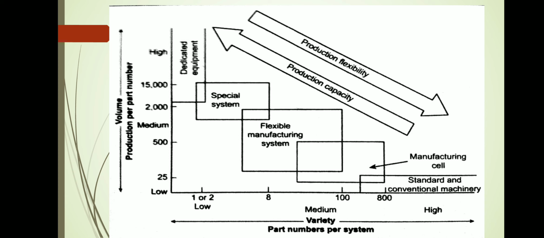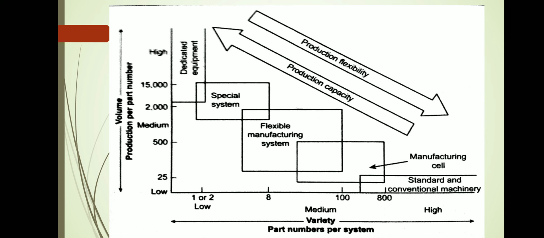For example, making a ship or a building construction means the particular design we are able to produce, that type of product only. So volume of production will be high. The variety is very low. Particular design. Then special system consists of some variety, but volume, compared to the dedicated equipment, is lower. Then FMS consists of moderate volume and moderate variety.